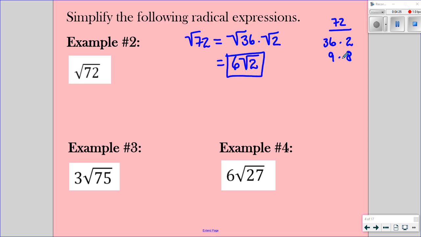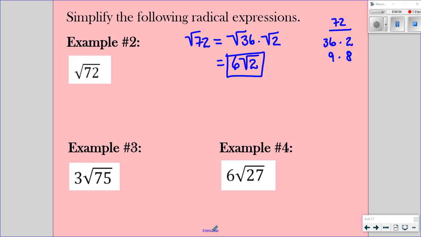You could use any other factors, but I'm trying to find the highest number that gives me a perfect square, so that way there'll be fewer steps. Because if I did it with 9 and 8, I can further break down 9 and 8, and there'll be more factors to get to the simplest form. I'm trying to find a shortcut or an easier way to get from this to the simplest radical form.